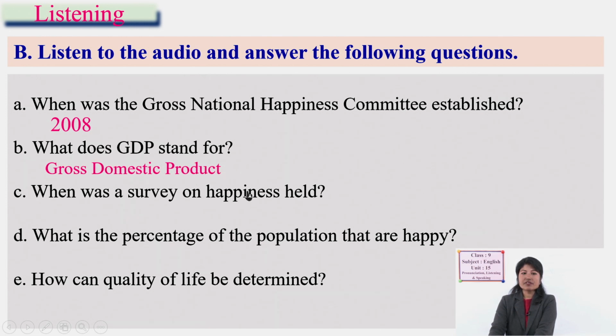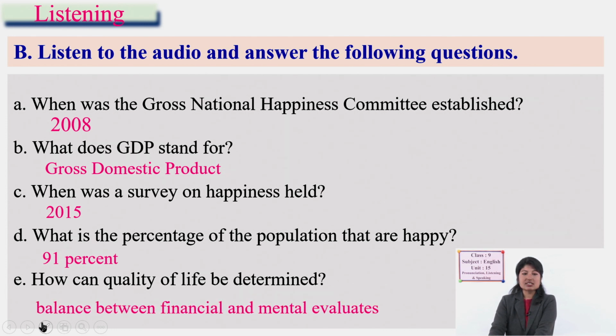When was a survey on happiness held? It is in 2015. Number D. What is the percentage of the population that are happy? It is 91%. Number E. How can quality of life be determined? Okay, so this is the balance between financial and mental values.